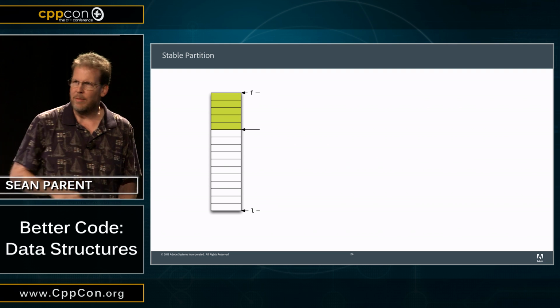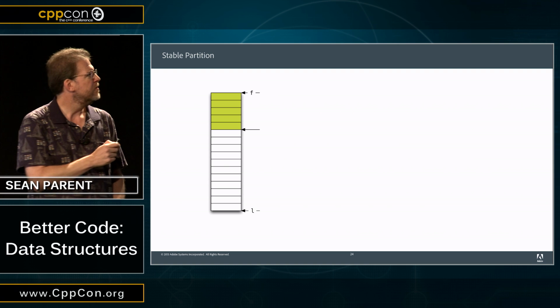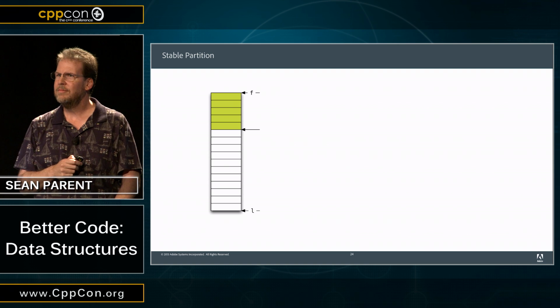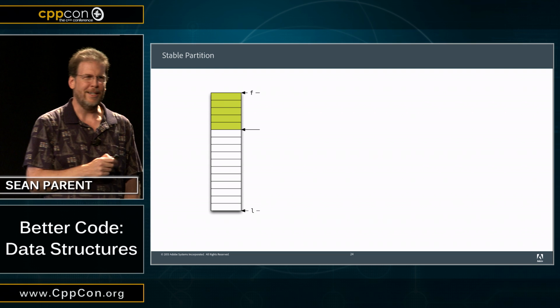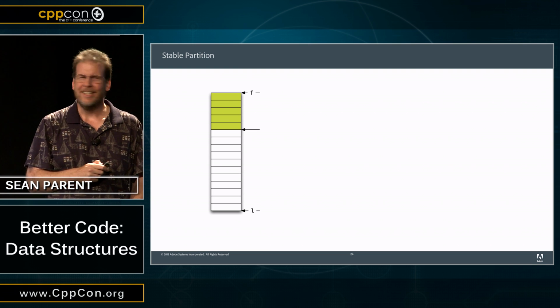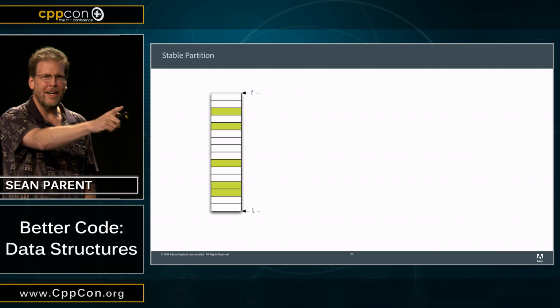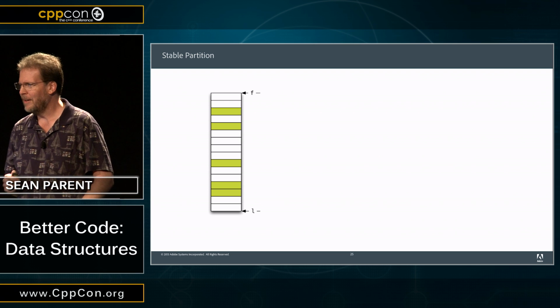So we're going to write stable partition. Anybody know where to start? Standard library. We have stable partition, but we're going to write it for a reason.